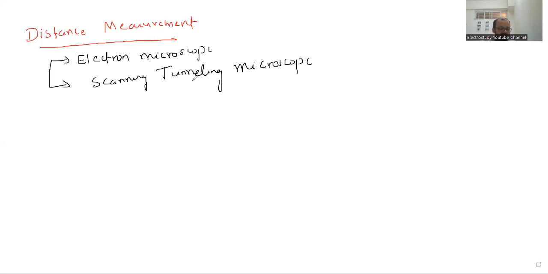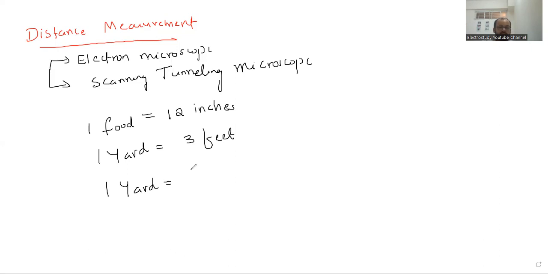Some conversions you have to study. Like 1 foot. What is 1 foot? 1 foot is nothing but 12 inches. Similarly, 1 yard is nothing but 3 feet. Similarly, 1 yard can be written as 36 inches. Similarly, 1 mile, kindly note down these points, is 1760 yard.